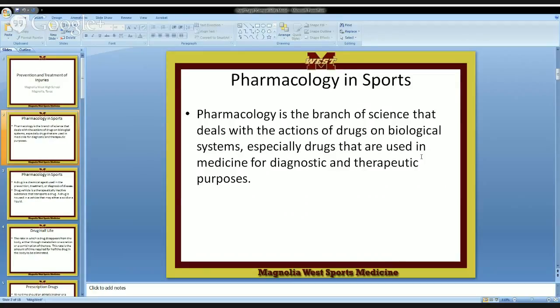What would be diagnostic purpose? Diagnostic. Anybody ever get an MRI? Yeah, they put that dye in. That dye is a drug. And so they'll put that dye in for diagnostic, to find out what's wrong with you.